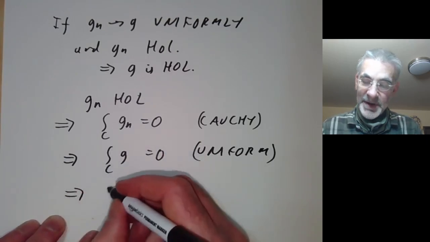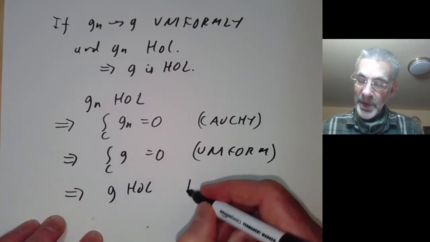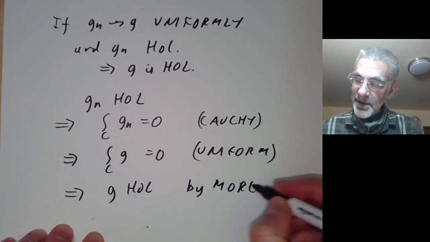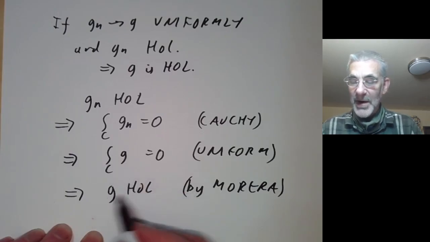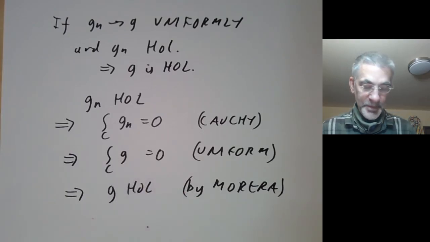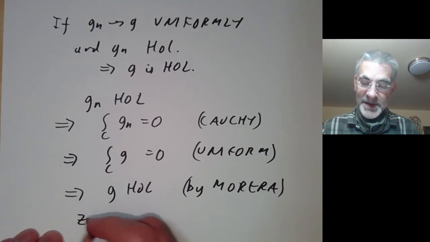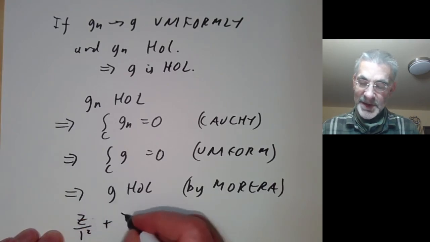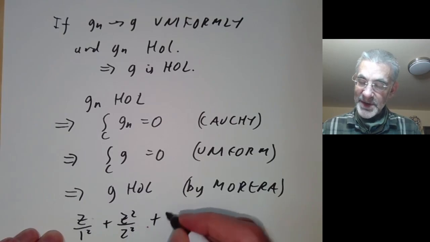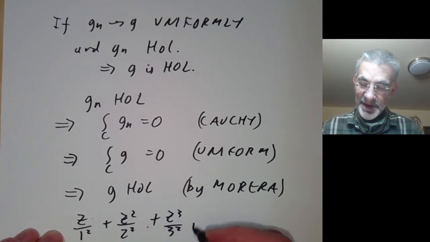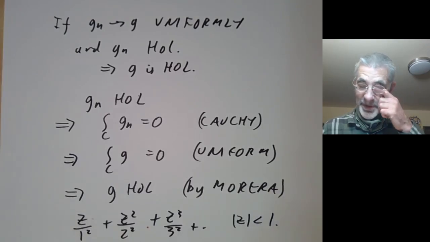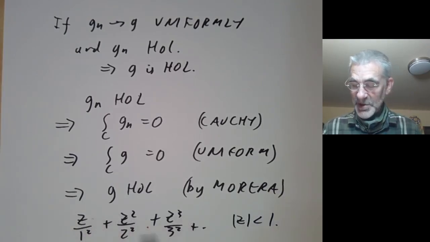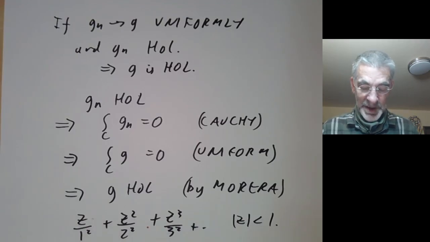And this now implies G is holomorphic by Morera's theorem. So you remember Morera's theorem said that if all these integrals are 0, then the function is holomorphic. For example, we can apply this to the function z over 1 squared plus z squared over 2 squared plus z cubed over 3 squared, and so on, for z having absolute value less than 1, and you can easily check the convergence is actually uniform on this region, so this function is holomorphic.